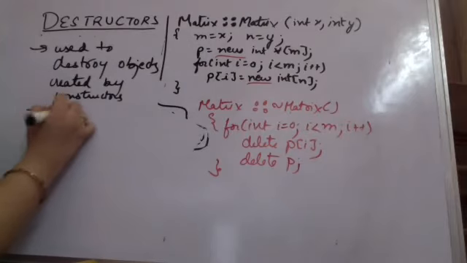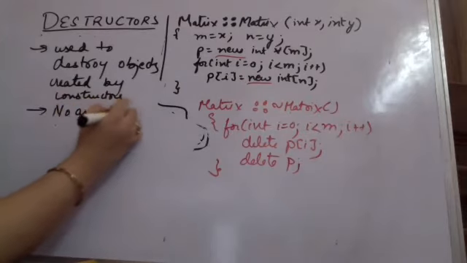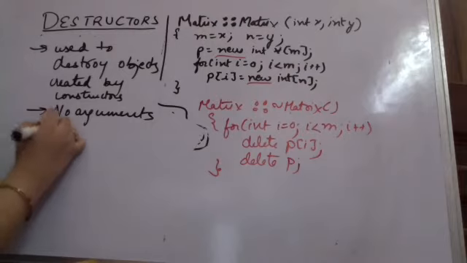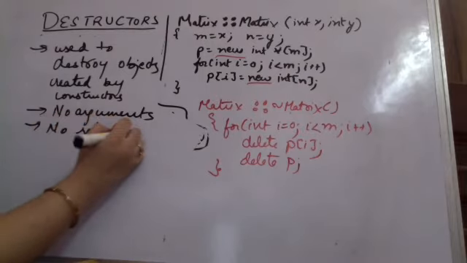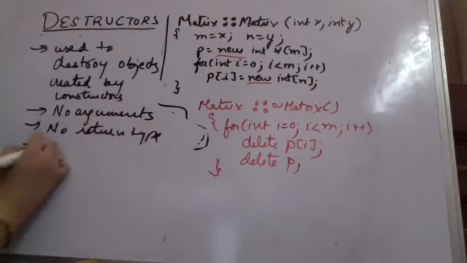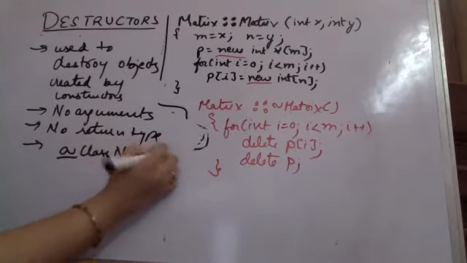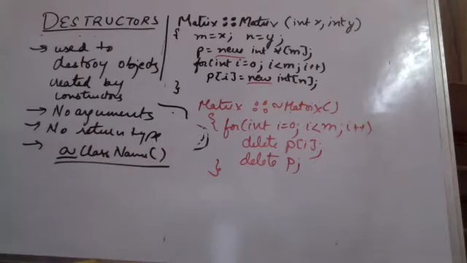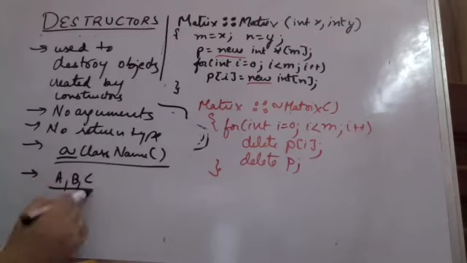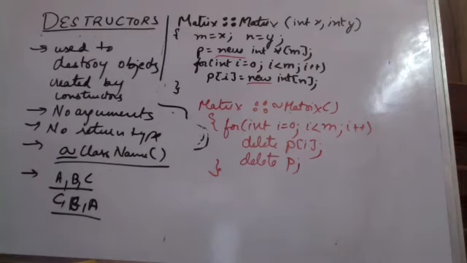It cannot take arguments, and it has no return type; a return type is strictly not allowed. The syntax is a tilde sign and the class name. This is the syntax of your destructor. And it is called in the opposite sequence to the constructor. If you create objects A, B, C, then when destructors are called, the destructors of C, B, A will be called. We'll see this with an example very shortly. So this is what a destructor does.